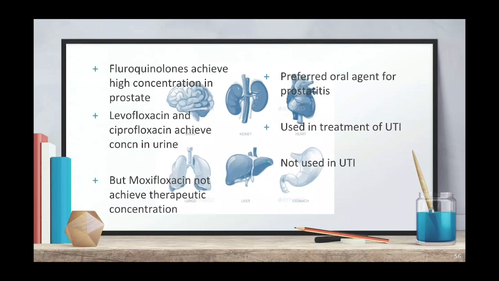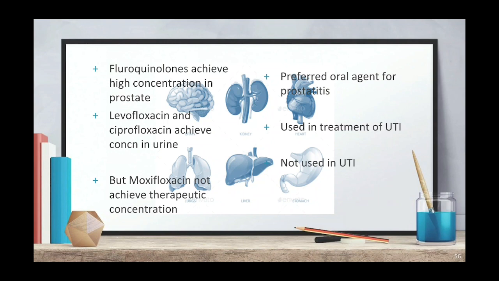Fluoroquinolones achieve high concentrations in the prostate and are the preferred oral agent for the treatment of prostatitis. Daptomycin is an excellent bactericidal agent against gram-positive bacteria, but it is not used for the treatment of pneumonia because it is inactivated by lung surfactant. Many antibiotics, for example aminoglycosides, are less active in the low oxygen, low pH and high protein environment of abscesses, so they are not recommended.